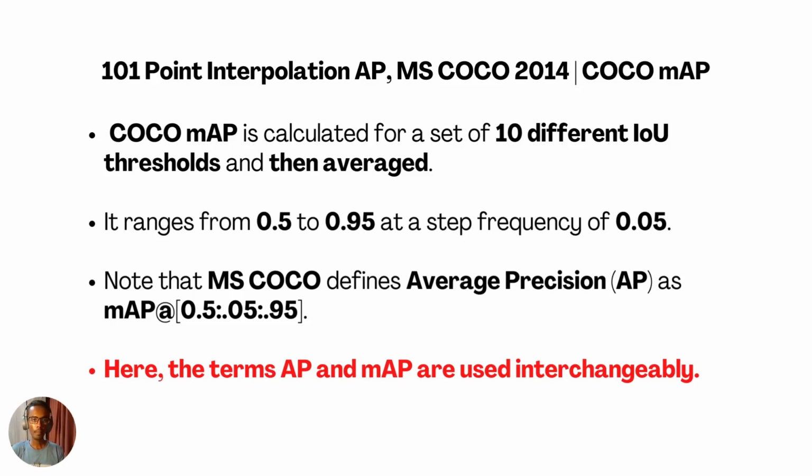So the mAPs were computed for IOU thresholds ranging from 0.5 to 0.95 at a step frequency of 0.05. Note that MS COCO defines average precision as mAP at [0.5:0.05:0.95], where 0.05 is the step size, and the final point will be 0.95. Here the terms average precision and mean average precision are used interchangeably, so we can call mAP as AP, it doesn't matter.